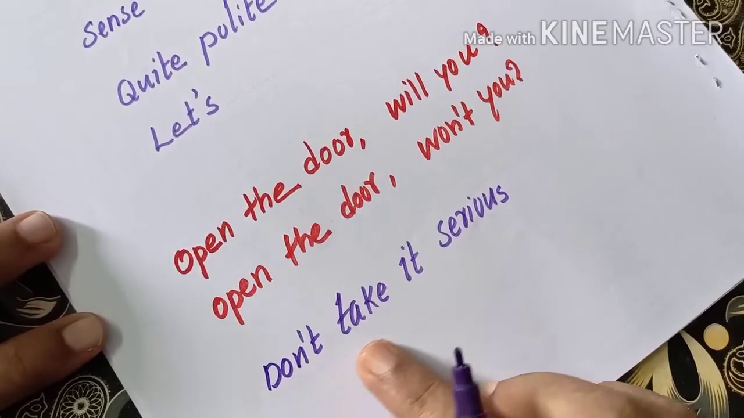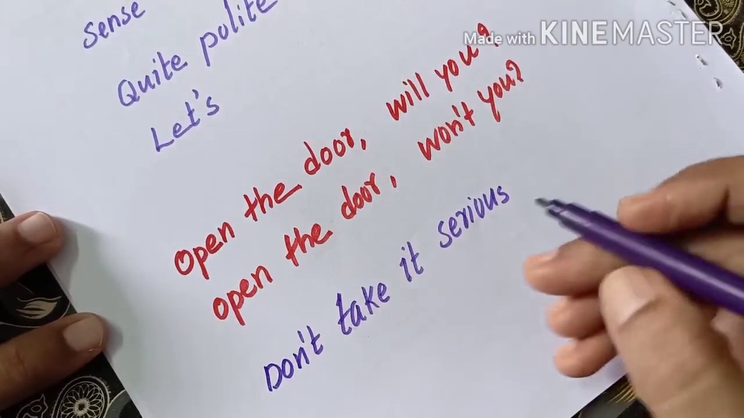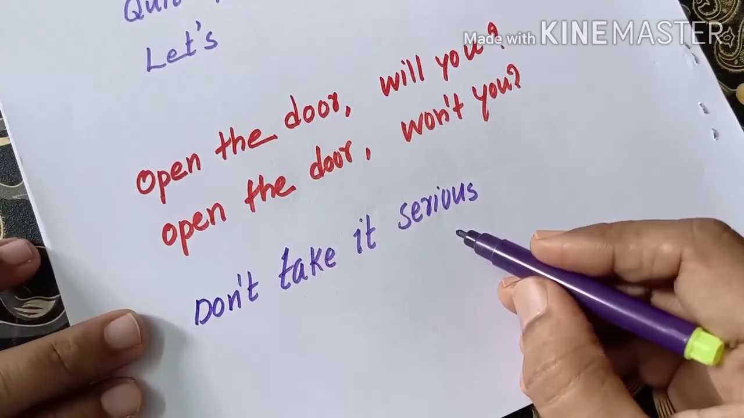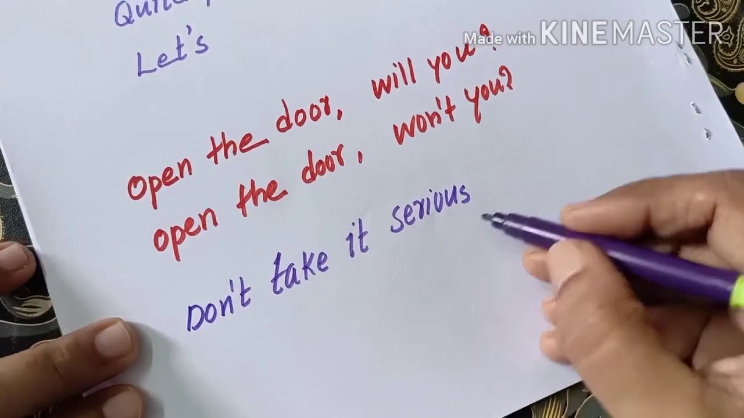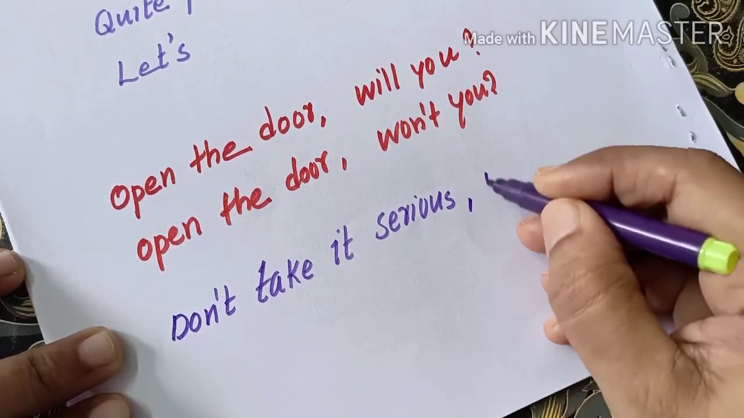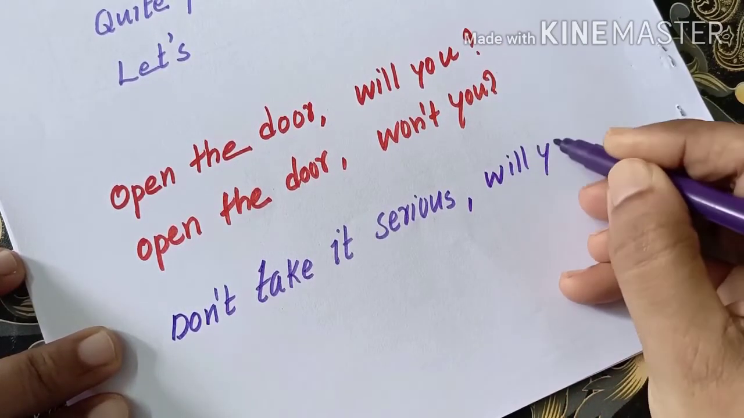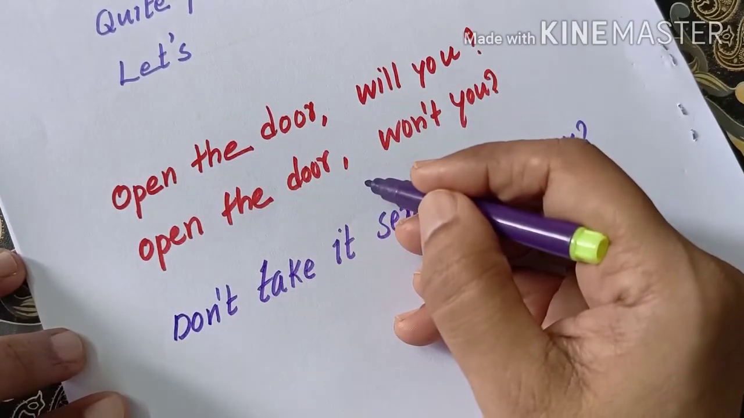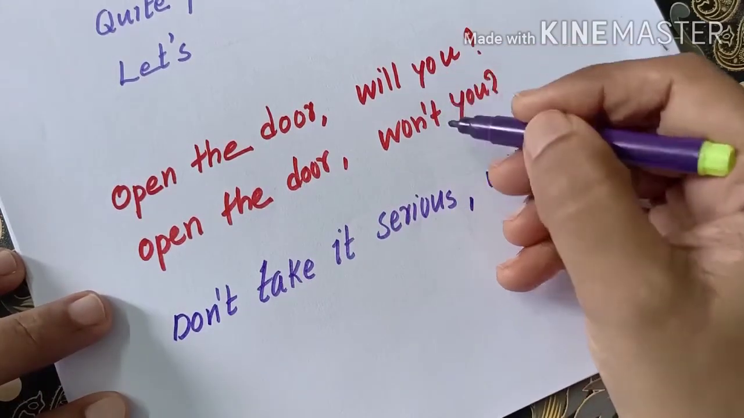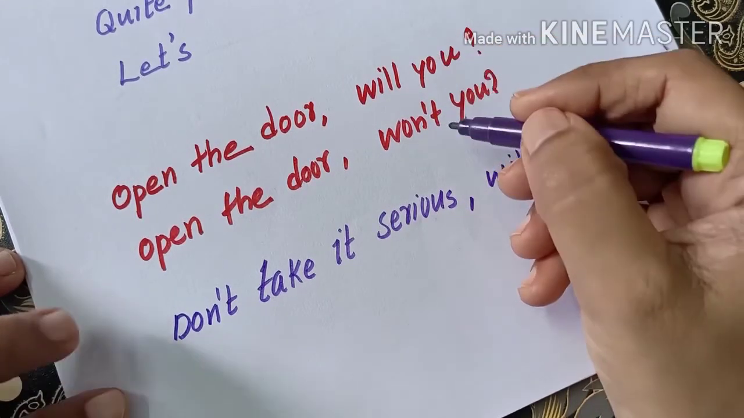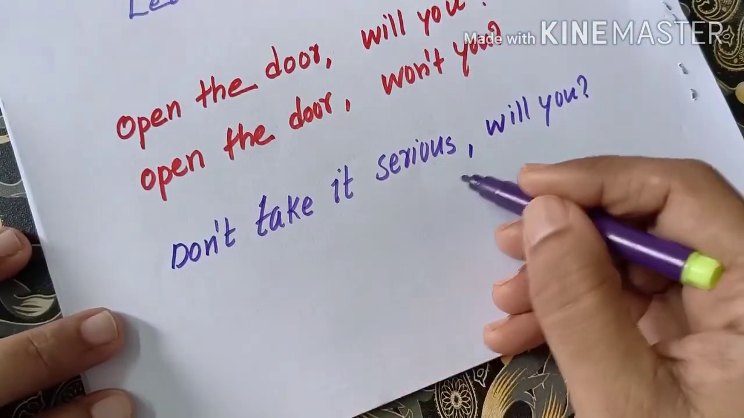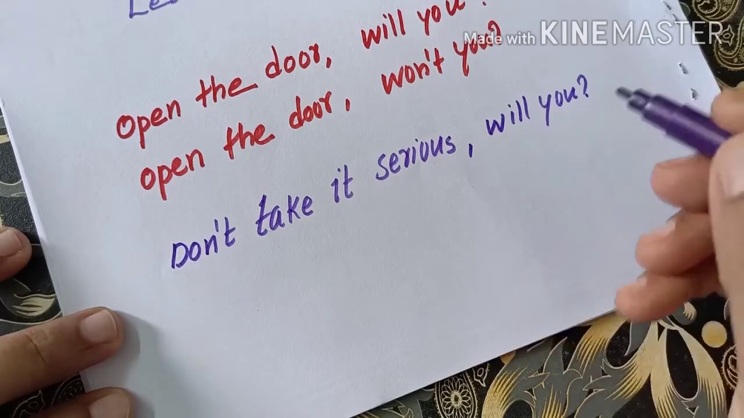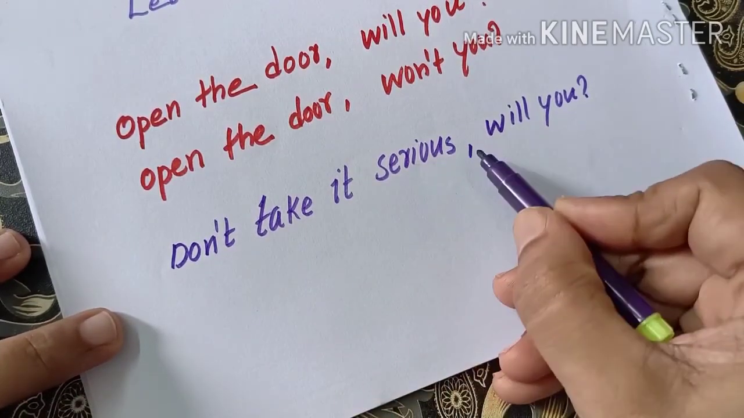See this sentence, don't take it serious. In this sentence, the sentence is negative. So in imperative sentences, if the sentence is negative, we use only will you. When it comes to positive sentences, we can use both, either the positive tag or the negative tag. But for negative sentences, use only the positive tag, just like declarative sentences. Don't take it serious, will you?